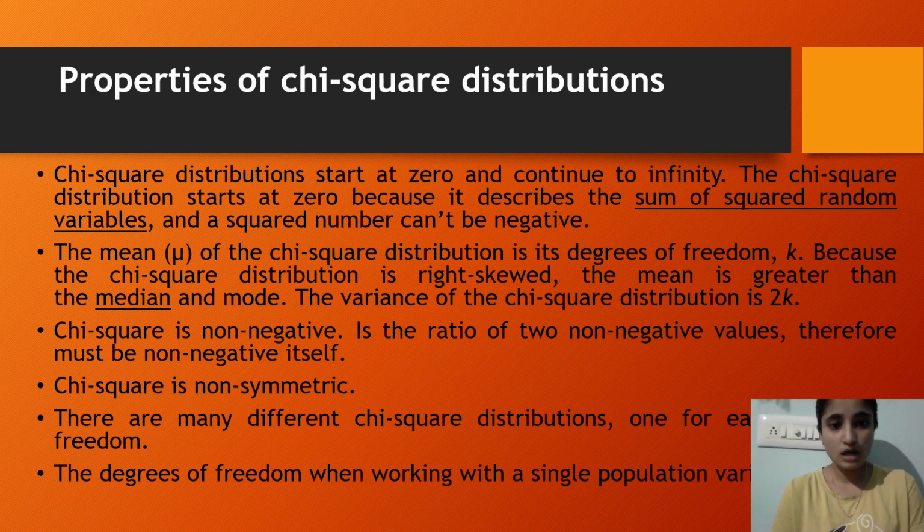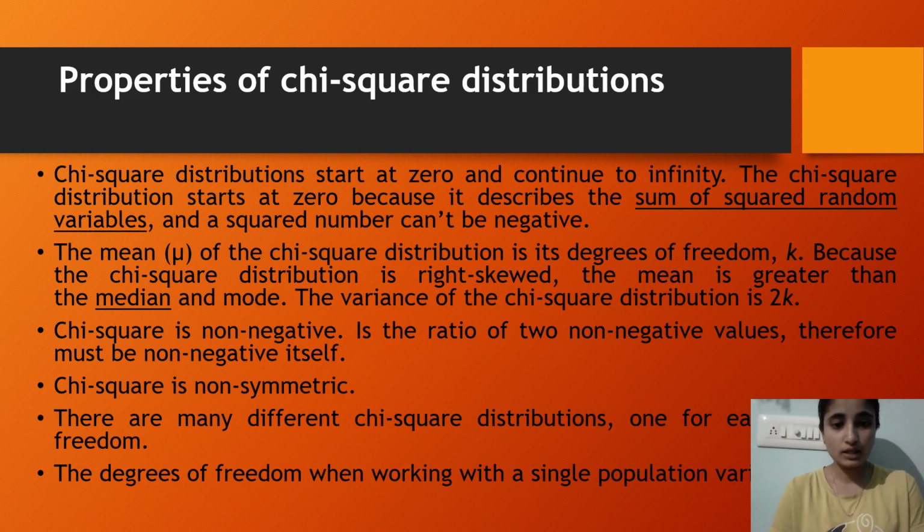Chi-square distributions start at 0 and continue to infinity. The chi-square distribution starts at 0 because it describes the sum of the squared random variables and a squared number can't be negative. The mean mu of the chi-square distribution is its degrees of the freedom k. Because the chi-square distribution is right skewed, the mean is greater than the median and mode. The variance of the chi-square distribution is 2k.